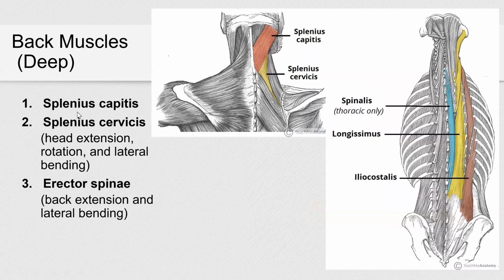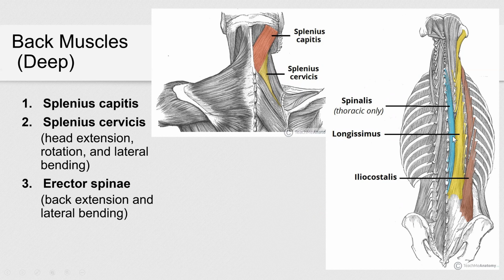Back muscles, and we're gonna start with deep muscles over here. So you can see splenius capitis, splenius cervicis, shown on the first picture. Splenius capitis is brown, cervicis is in yellow, and they are important for head extension, rotation, and lateral bending. And deep muscles are shown on the second picture.